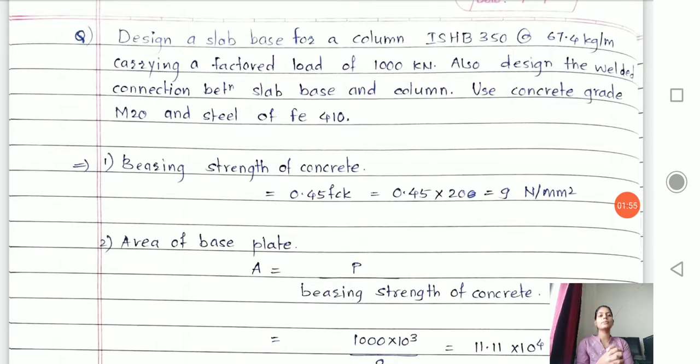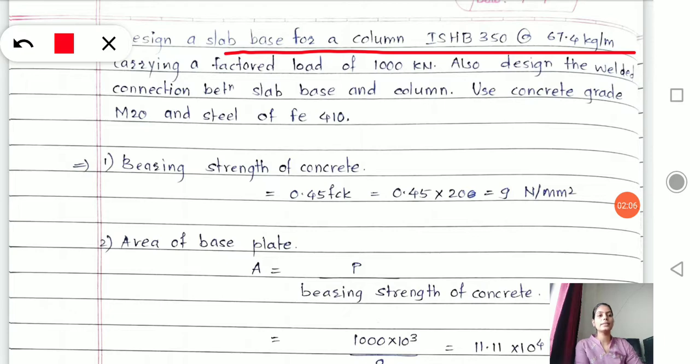So we will solve one problem today. Let's read the statement first. Design a slab base for a column of ISHB 350, which is the depth of the section, and of weight 67.4 kg per meter, carrying a factored load of 1000 kilonewton. Also design the welded connection between the slab base and column. They asked us to provide the welded design also between the slab base and the column.